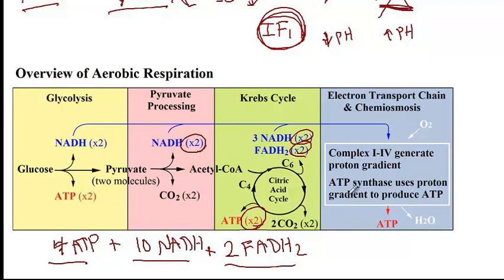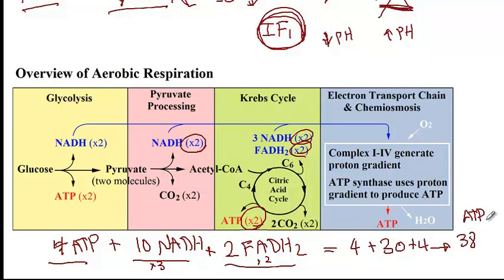Now, the question that I have for you is, assuming that 1 NADH gives us 3 ATP and 1 FADH2 gives us 2 ATP in the electron transport chain, how many ATP do we get from breakdown of one glucose molecule? So 10 times 3 equals 30. 2 times 2 is equal 4. So 4 plus 30 plus 4 would give us 38 ATP.